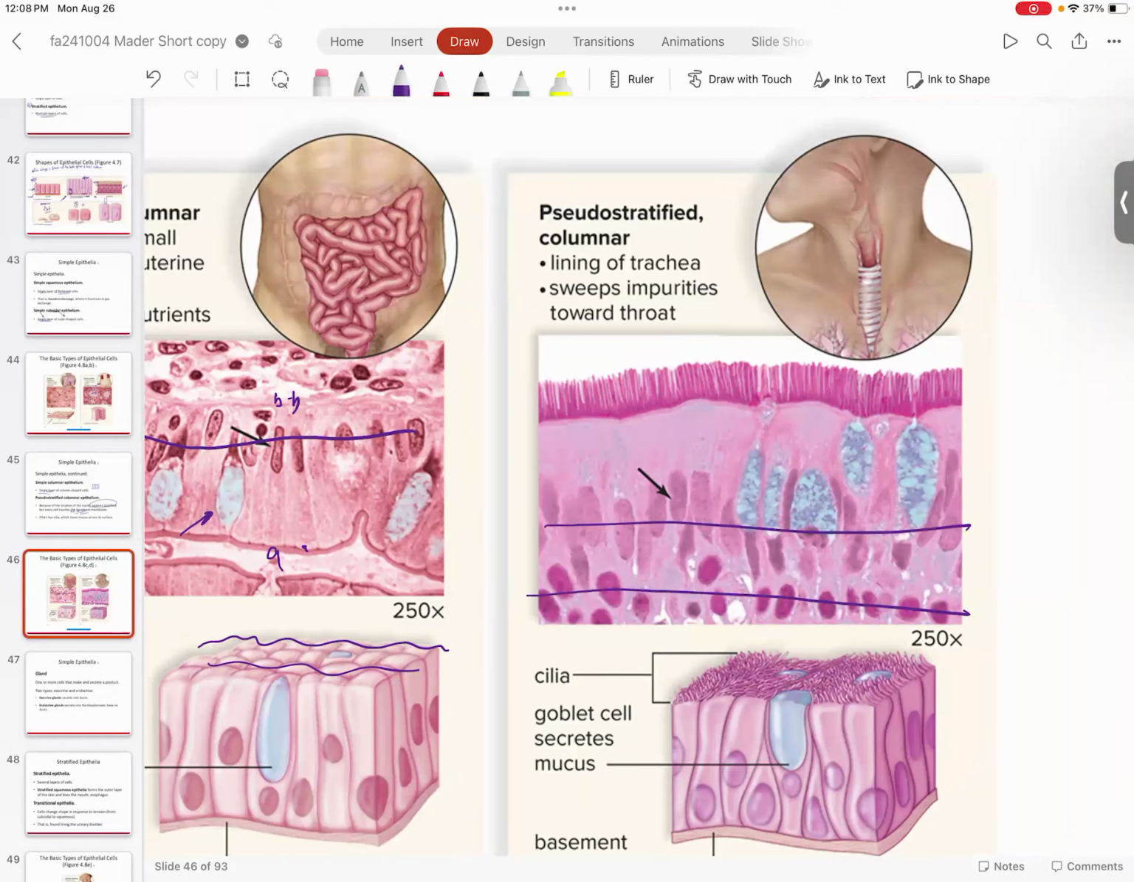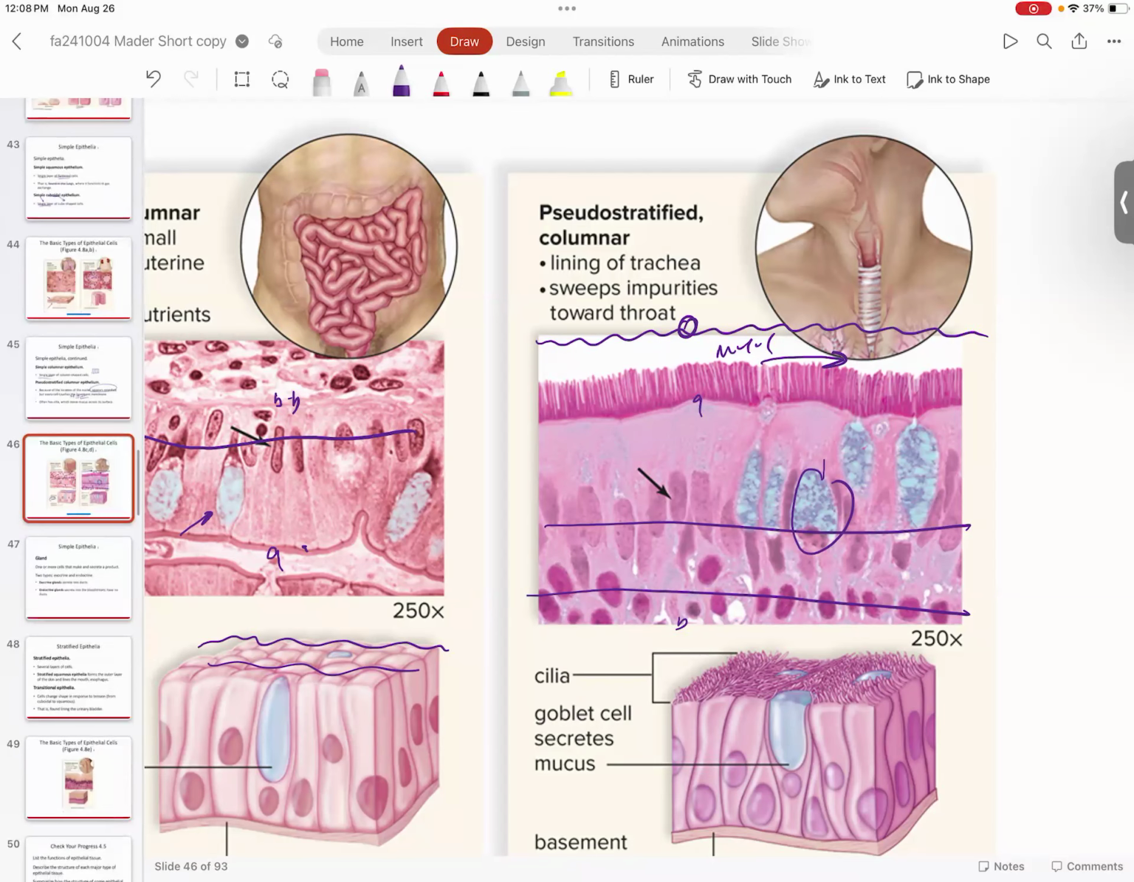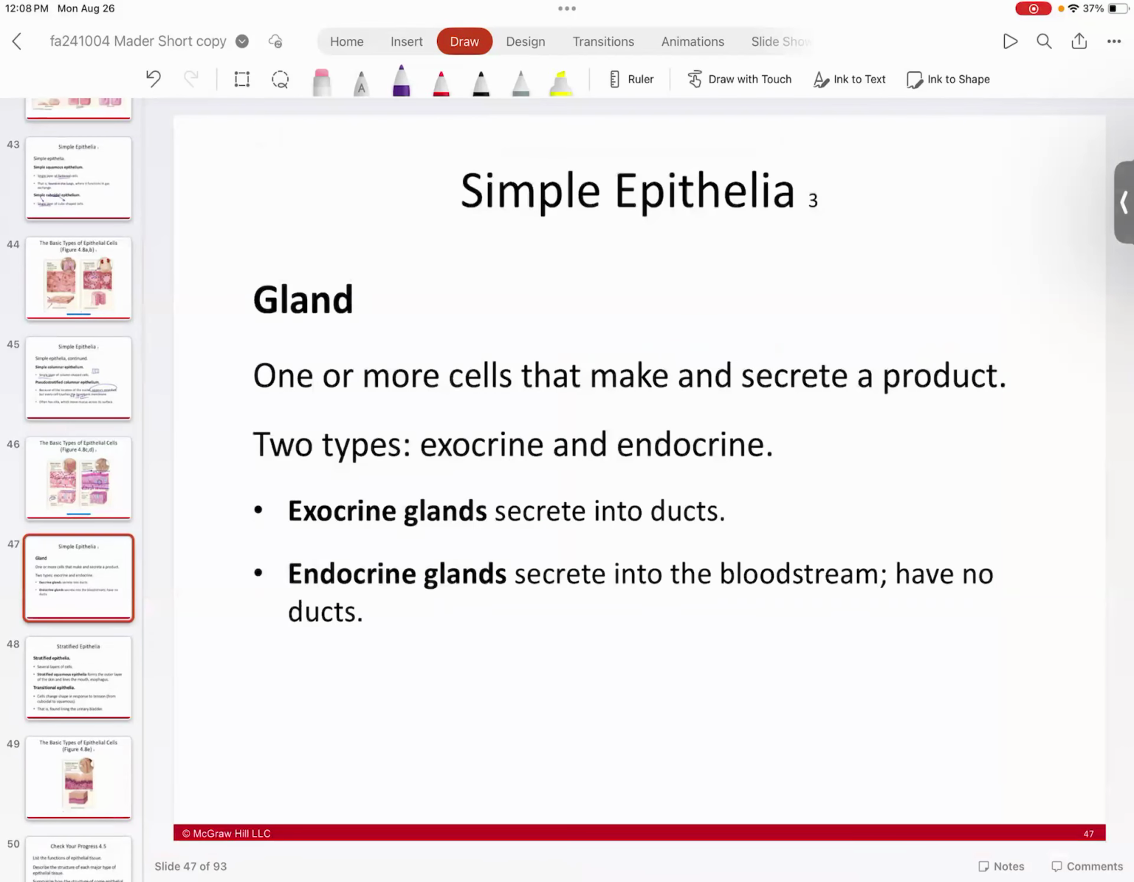And then pseudostratified columnar looks stratified because it looks like you have one row here and another row here, but in reality, you see a cell that's in contact with both apical and basal, which means that it's actually simple. But you also see these goblet cells in here. You have these cilia in here that will form this sort of mucus layer. When dust particles get inhaled, they get trapped in your mucus, and your cilia will sweep that dust particle up into your cough zone so you cough it out. Okay. And so that's kind of like your columnar.